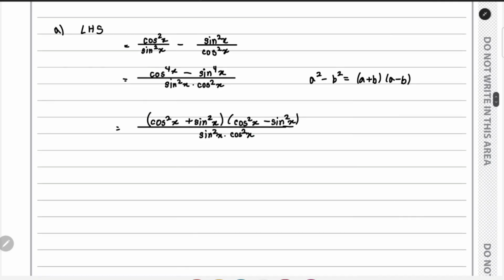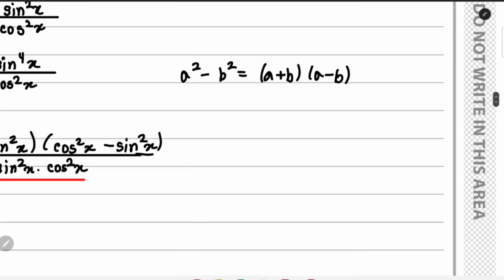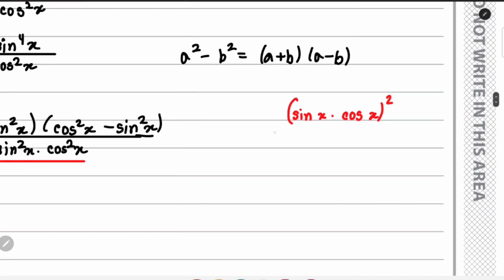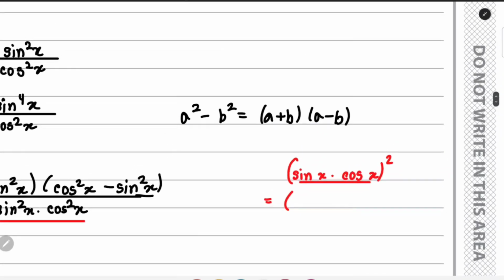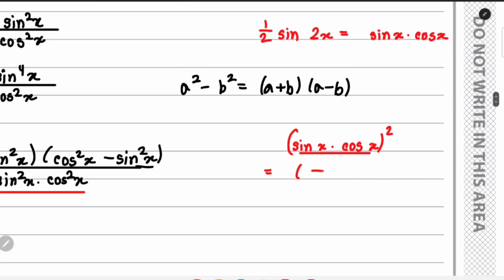Now the denominator can also be written down as (sin x times cos x) whole squared. Now inside the bracket we can use the double angle formula for sine. So basically, sine twice x is equal to 2 sin x cos x. We don't have a 2 in front of it, so we'll divide both sides by 2. I'll get a half. So this is the same as (half sin 2x) squared.